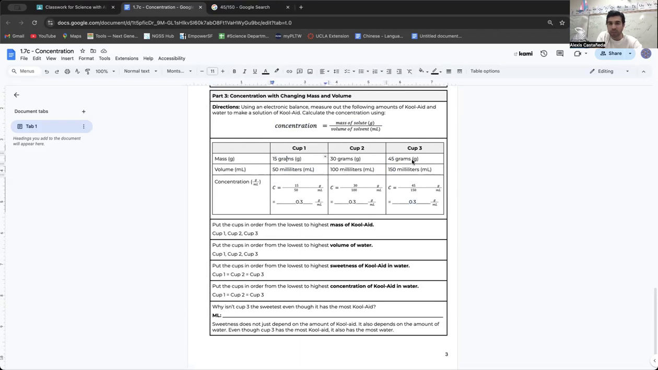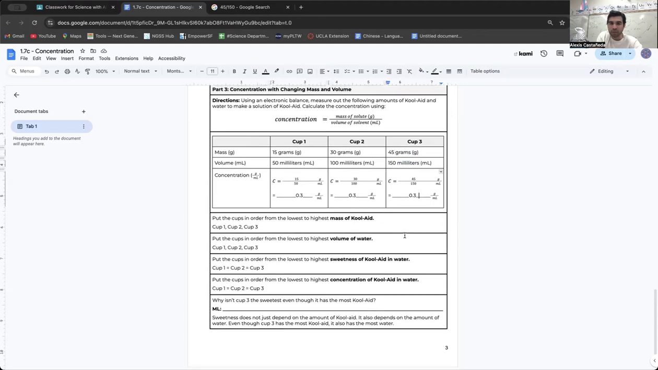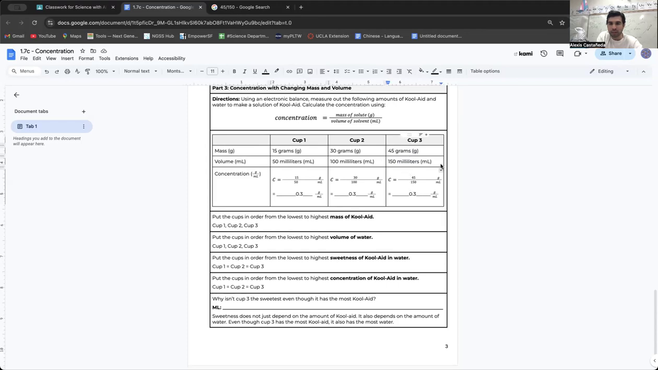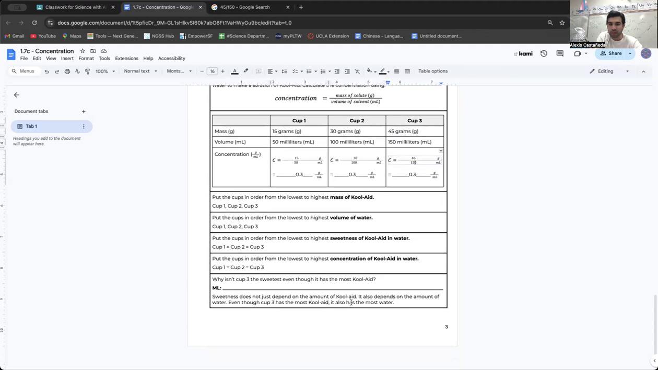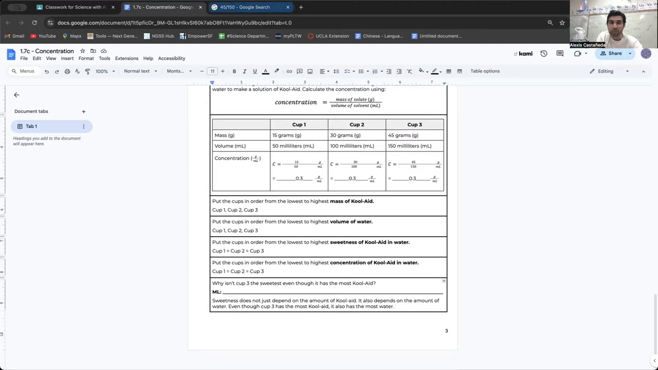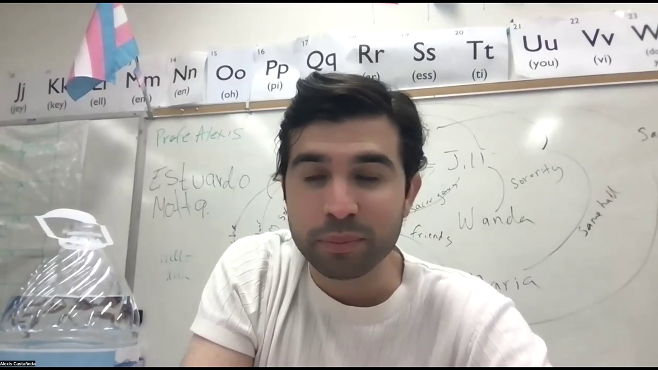So even though the mass of the third cup is the highest, the volume of the third cup is also the highest, and this ratio happens to be the same. So even though this cup has the most water and the most Kool-Aid, it's not going to be the sweetest because of that exact thing. If you have more sugar or more Kool-Aid and also more water, that's going to balance out the difference. So it depends on two things: the amount of water and the amount of Kool-Aid. You have to think of both of those. And that is where we end for this one. Great job, students.